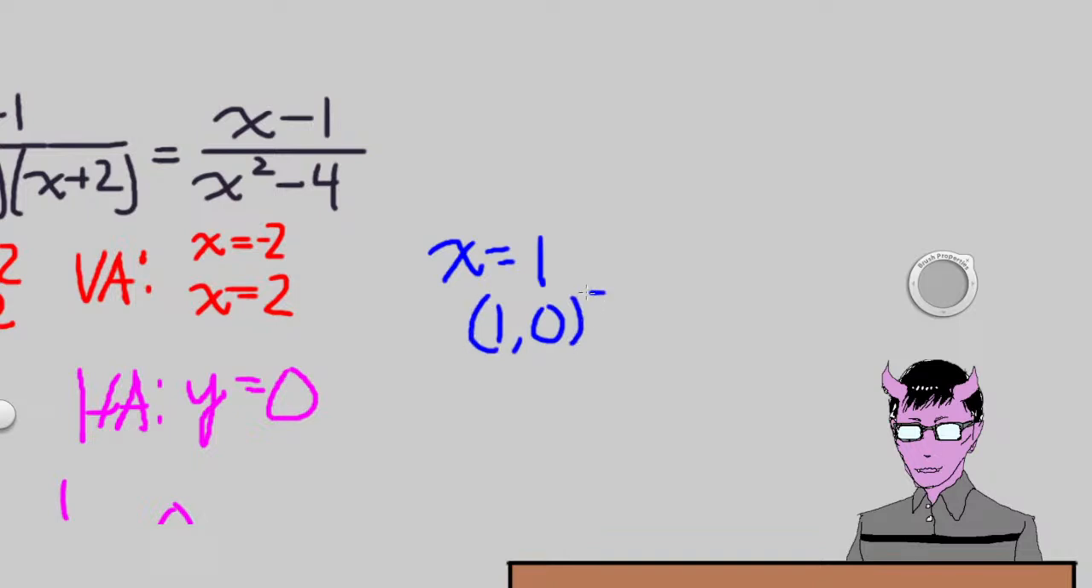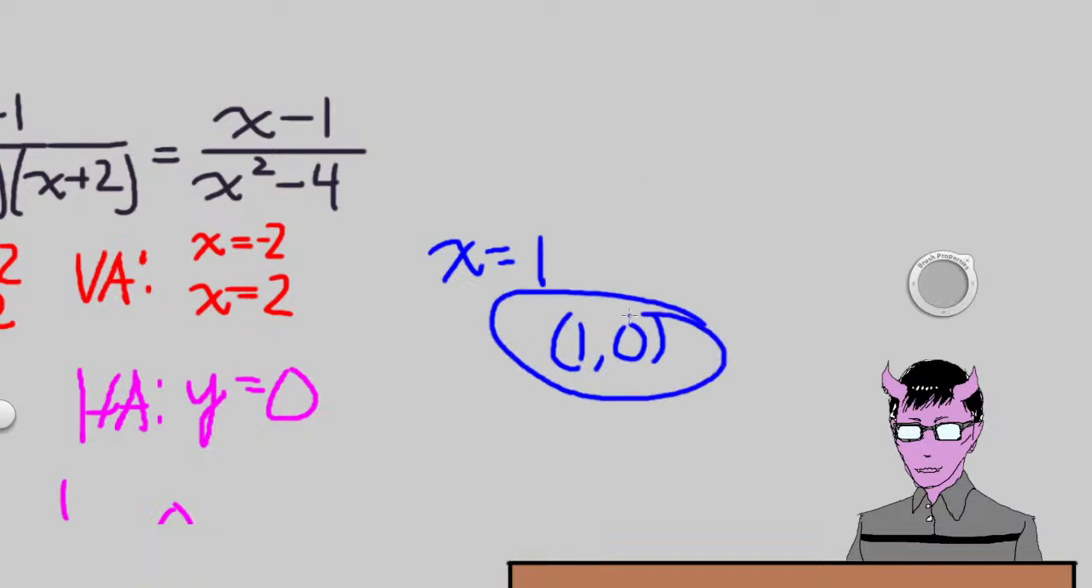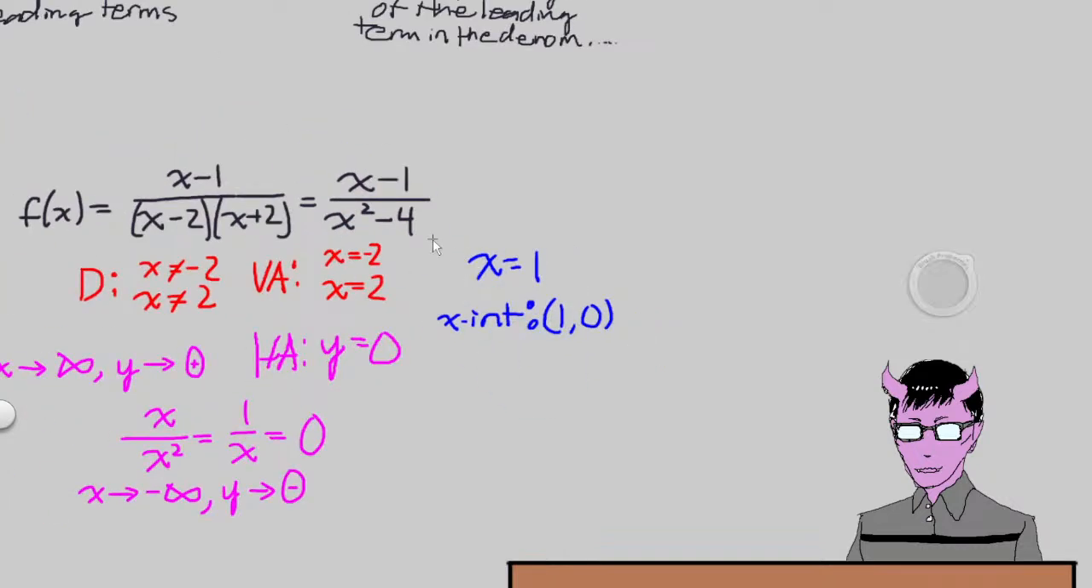And the reason why we want to find this is because it helps us graph a little better. Some teachers require this, but in my estimation, you don't really need this. So, x-intercept. It's just extra filler for your work, in my opinion.